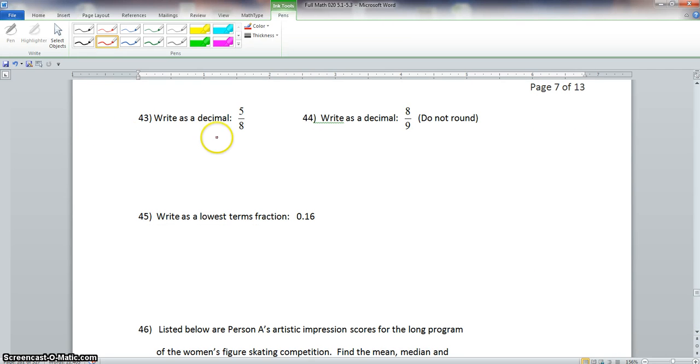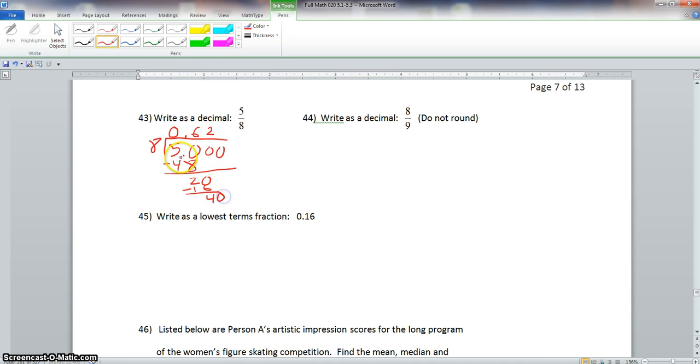We want to write 5/8 as a decimal. So we would take 8 into 5, and we'll put a decimal, let's say about 3 zeros here. Bring up our decimal. 8 goes into 5 0 times. 8 goes into 50 6 times. 50 minus 48 is 2. We bring down our 0. 8 goes into 20 twice. 20 minus 16 is 4.